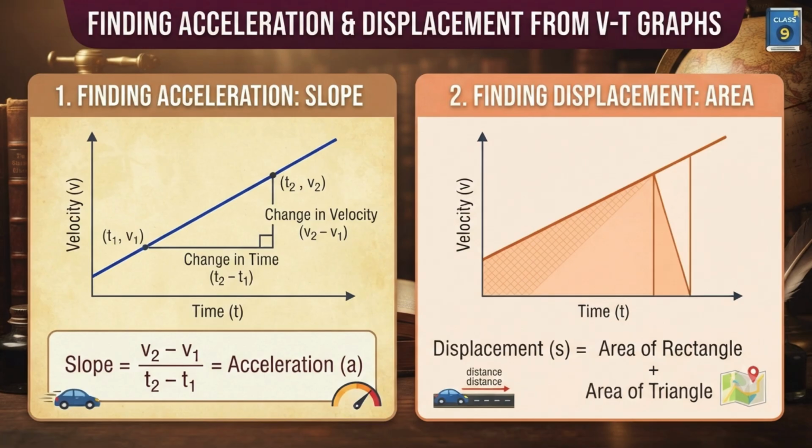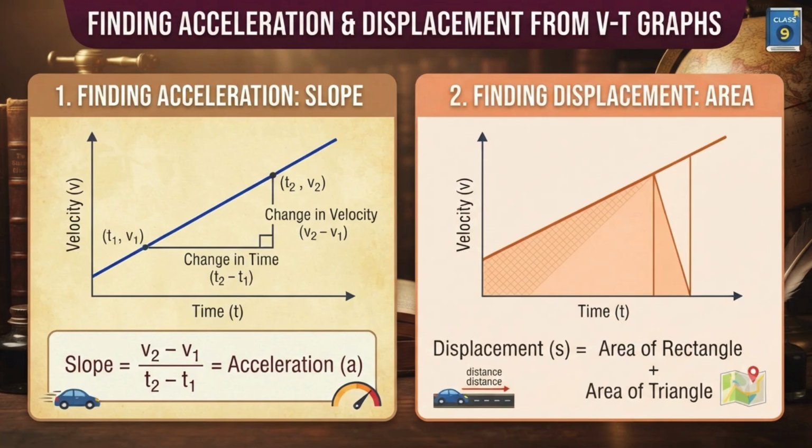Now imagine the opposite situation. If the velocity decreases from 10 meters to 5 meters in the same time interval, then the acceleration becomes minus 0.5 meters per second squared. The minus sign tells us that the object is slowing down. This is called negative acceleration or retardation. So here's a simple rule to remember. Slope of a velocity time graph equals acceleration.